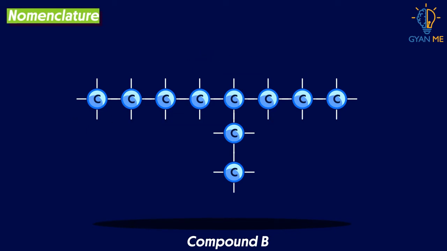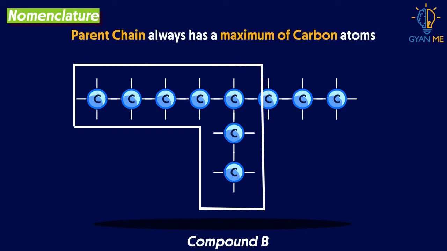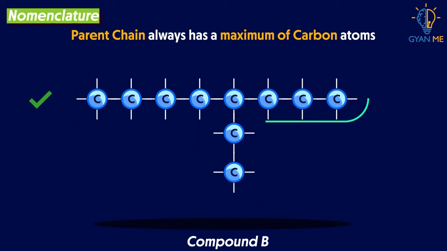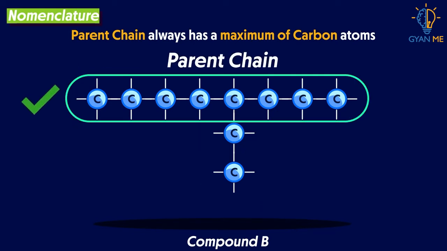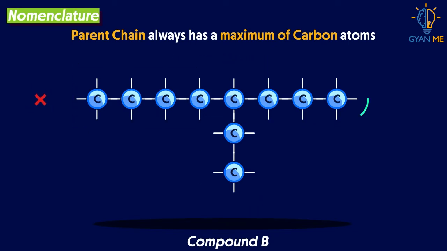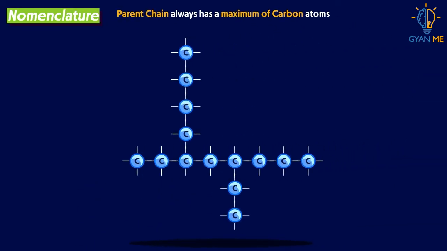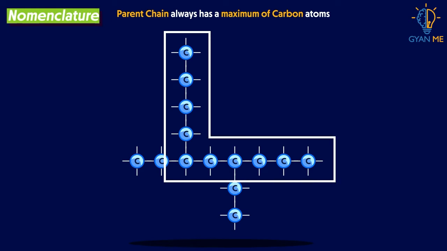Yes, while if we count in this way, it has 7 atoms. And we know that the parent chain always has maximum number of carbon atoms. So here, this chain will be the parent chain and not this one. Thus becomes parent hydrocarbon. Now what about this compound? Yes, this chain will be our parent chain.